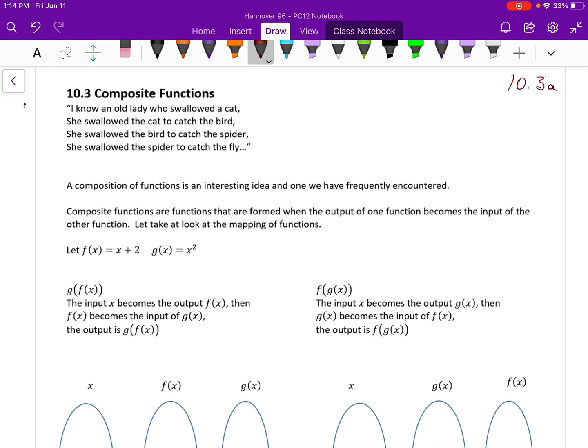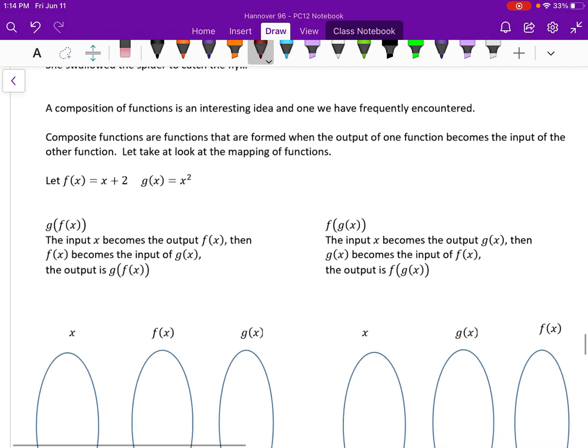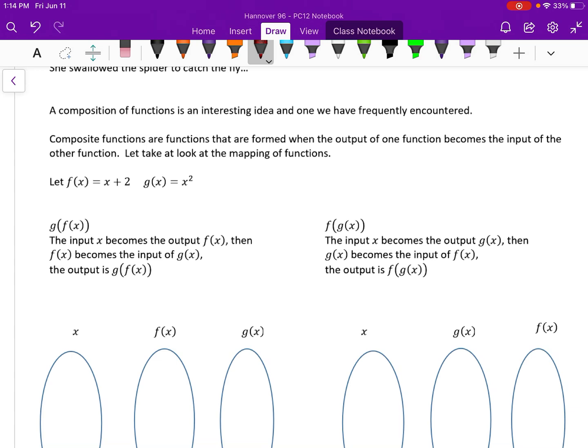Well, this is a composite function. It's a function within a function. Composite functions are formed when the output of one function becomes the input of another function. So we're going to take a look at mapping of functions. We're going to have f of x is equal to x plus 2, and g of x is equal to x squared.